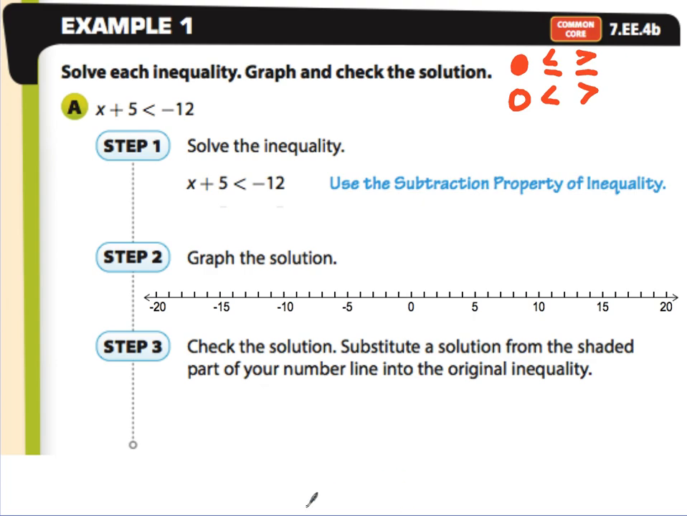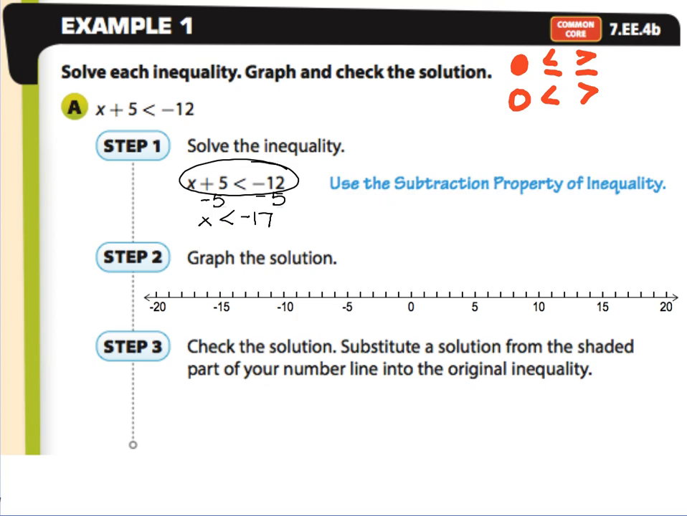So let's solve this just like we would an equation. It's addition, and we're adding the 5 to the x, so we're going to subtract 5 from both sides. We're left with x is less than negative 17. So what this tells me is, in my solution set, any number that is less than negative 17 should make this statement true. So any number that I substitute for x that's less than negative 17 should work.